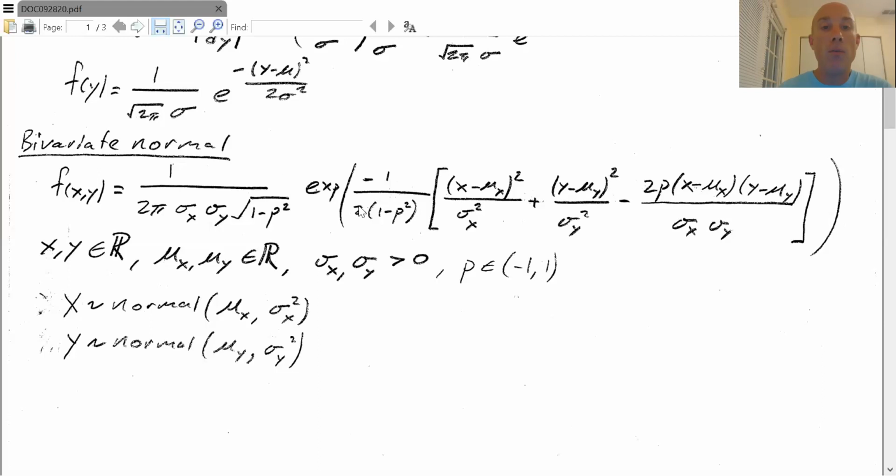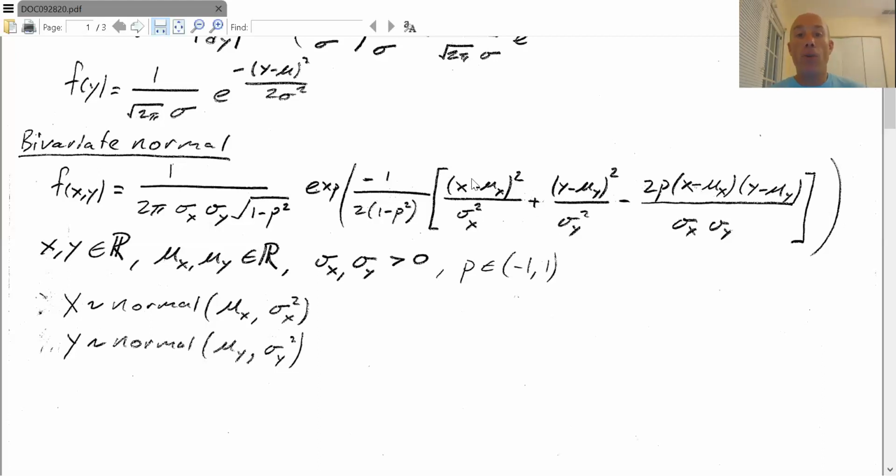Well, it's going to be negative 1 over 2, which is very familiar to us. It's very similar to what we had previously in standard normal. But on the bottom, I'm going to have 1 minus rho squared. Okay, well, that's kind of interesting. Now here's where it gets really juicy. On the inside of this bracket, I'm going to have x minus mu sub x squared divided by sigma squared sub x. I'm going to have y minus mu sub y squared over sigma sub y squared.